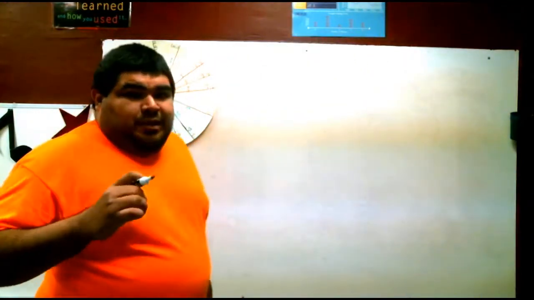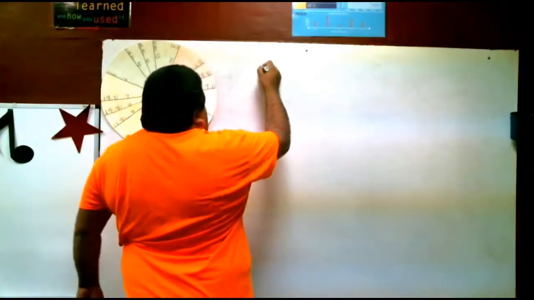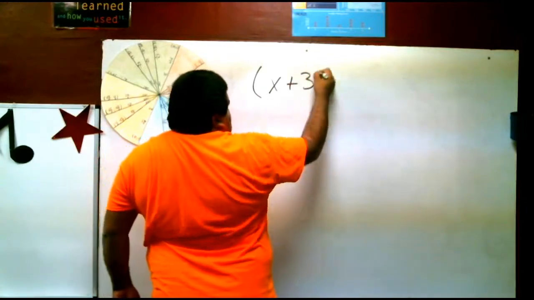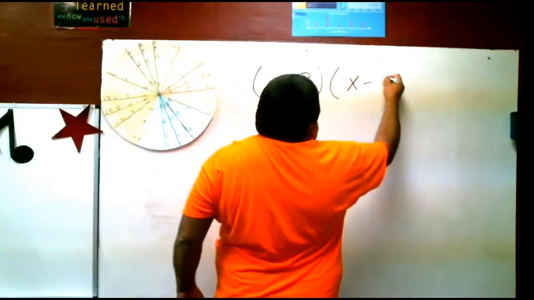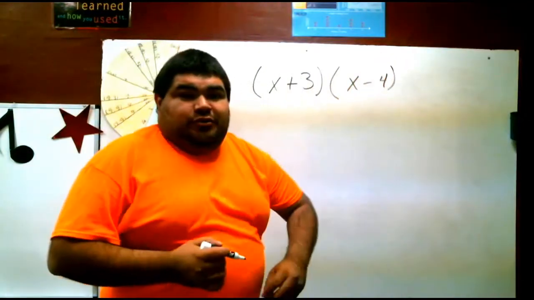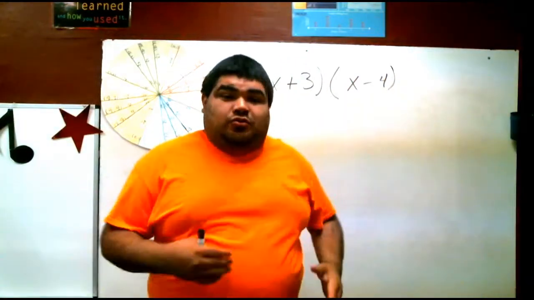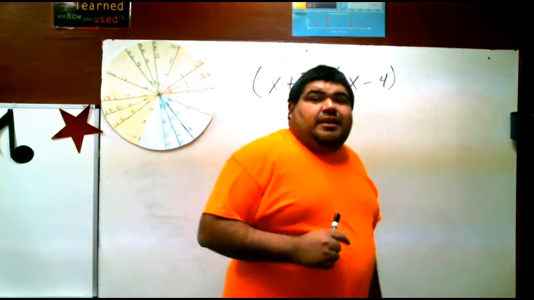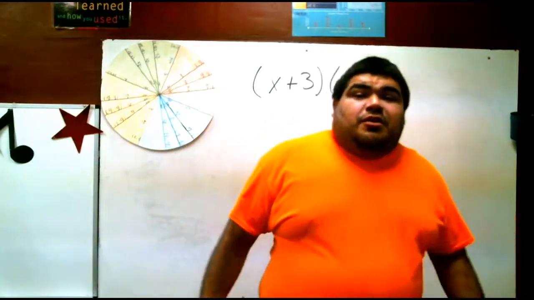The problem we're going to use is x plus 3 and x minus 4. Okay, that's the problem for today. Again, there's three different ways to solve them. I'm going to show you the first one today. It's called horizontal, or multiplying polynomials horizontally.